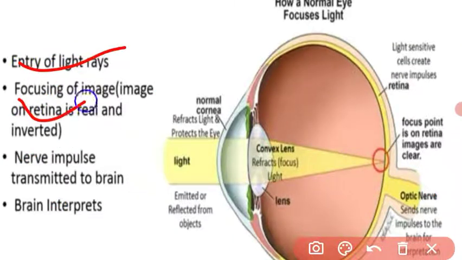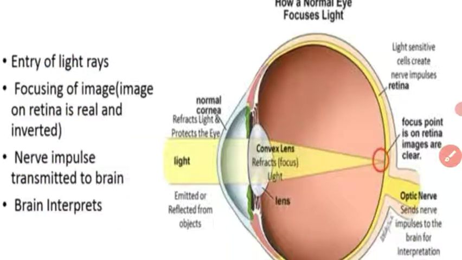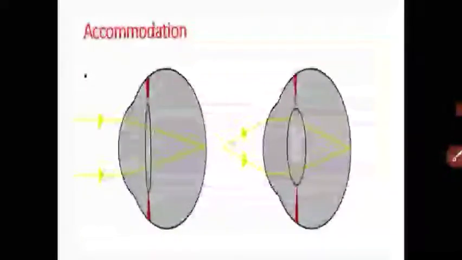Second, the focusing of the image on the retina. Then the nerve impulses are transmitted through the optic nerve. Optic means related to eyesight. The brain interprets it, and we can see the inverted image as upright. Understood, students? This is the process of vision.